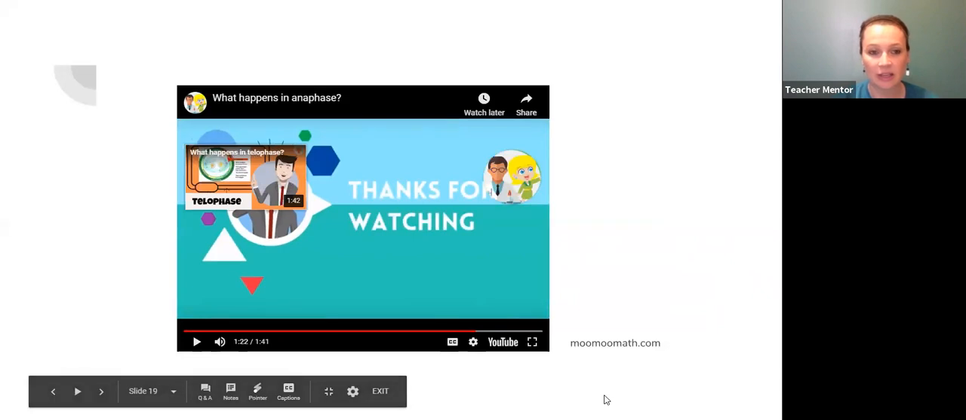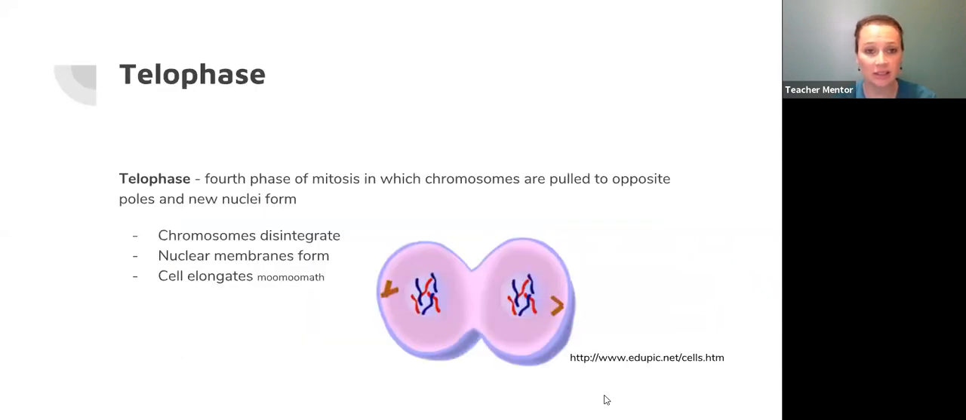Okay, and then the fourth phase is telophase. This is where the chromosomes are pulled to opposite poles, and then our new nuclei will form. So here the chromosomes are going to disintegrate, and then they're going to go back to that bowl of spaghetti, that jumbled and unorganized mess. The nuclear membranes are going to form around the DNA, and then we have the cell elongating.